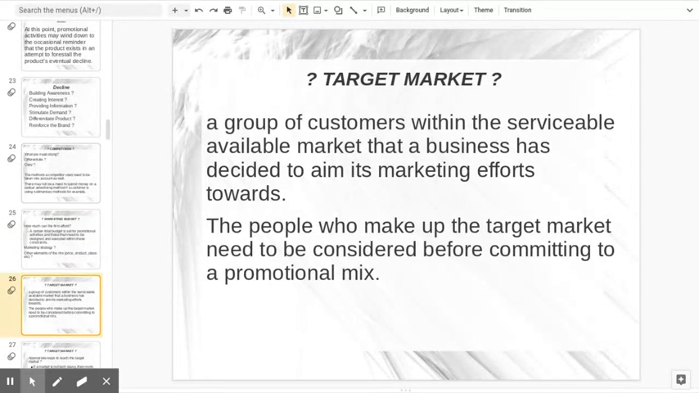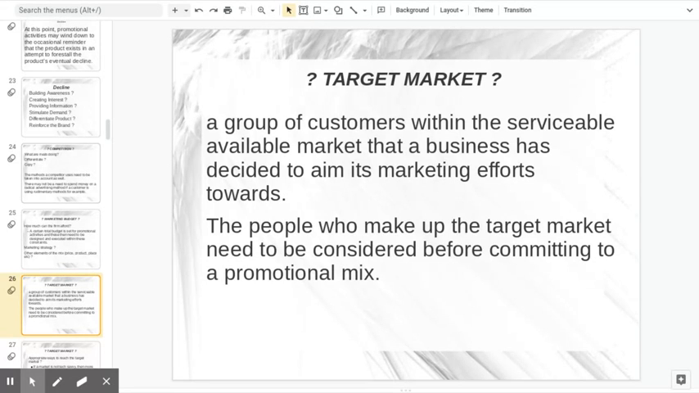We have to understand who we're trying to go after. So who's our target market? That's our group of customers within our serviceable available market, so who we can get to, that a business has decided to aim its marketing efforts towards. Who are we trying to reach?